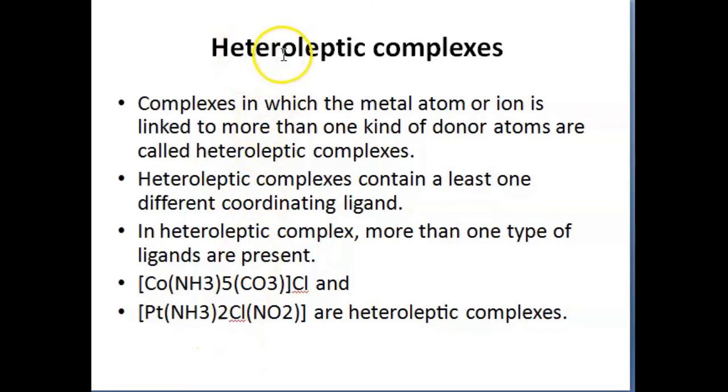And the fourth one is heteroleptic complexes. Here, hetero, the name itself specifies that the complex is one in which the metal atom or ion is linked to more than one kind of donor atom. That is what we call heteroleptic complexes. Heteroleptic complexes contain at least one different coordinating ligand. So in heteroleptic complexes, more than one type of ligand is present. These are examples of heteroleptic complexes.